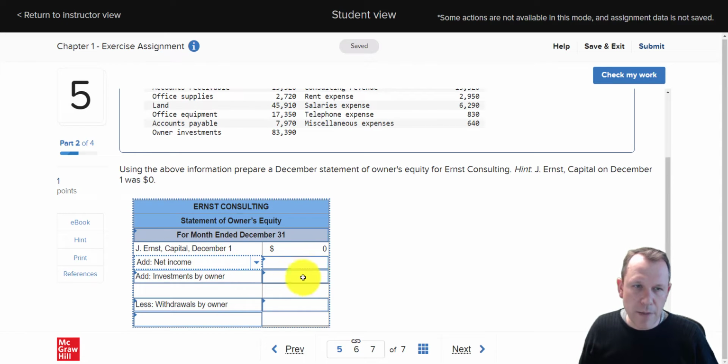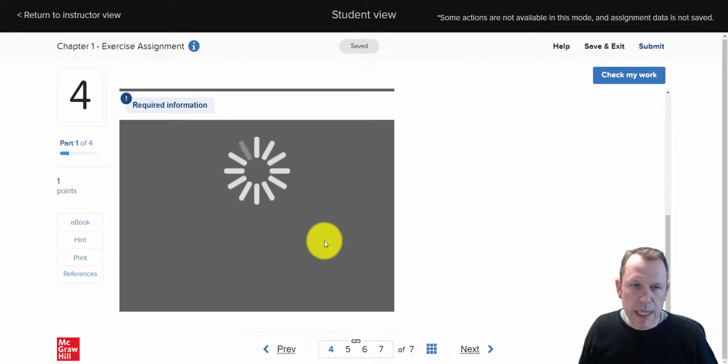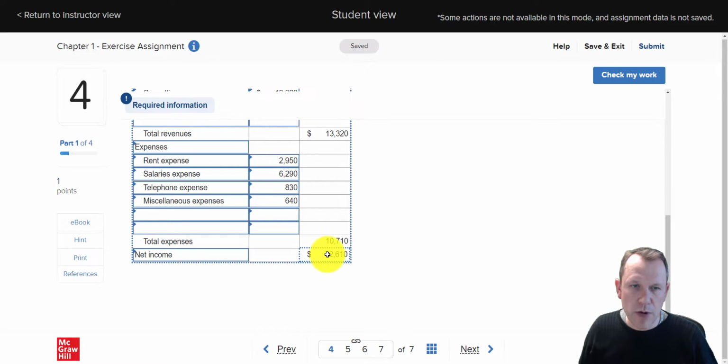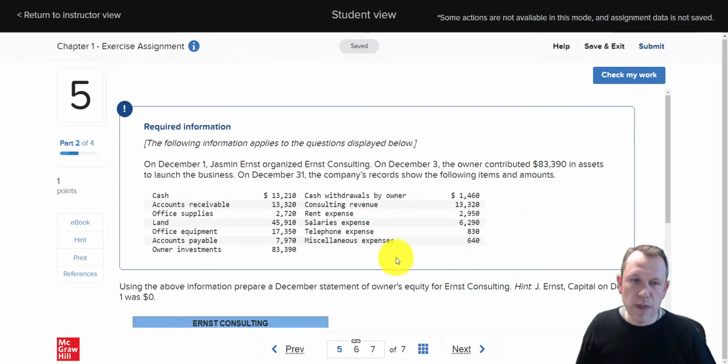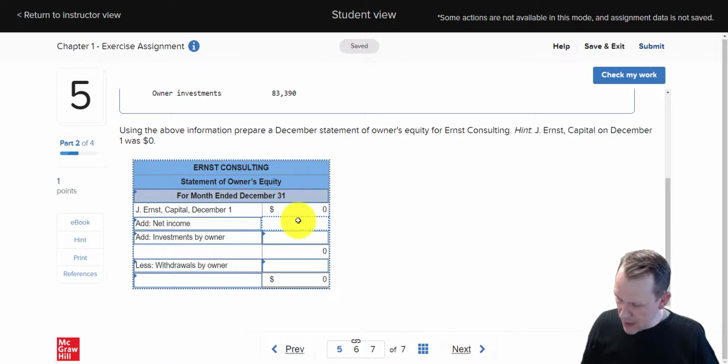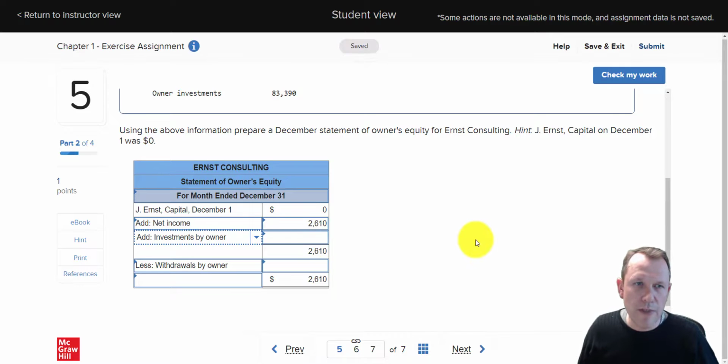So where does our net income come in? Well, that's on our last problem set, right? We calculated net income right at the bottom. So right here, our 2610. So we've got to take that number over. That's why these financial statements are done in order, because we've got to find this number so we can create the next one, right? They're all linked together. So super important on that one.